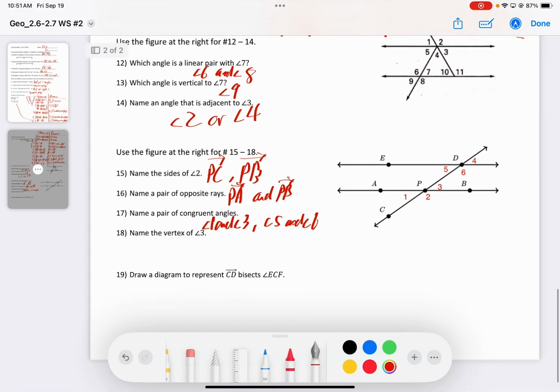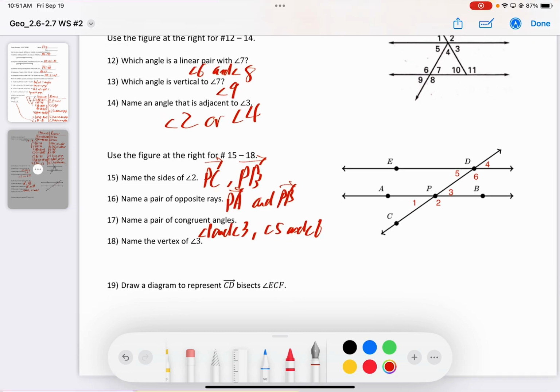All right, what's the vertex of angle 3? Point P. Yep. Number 6. Did I? I did write 6. Darn it. Let me fix that. What did we say? 5 and 4. Okay, and then point P.